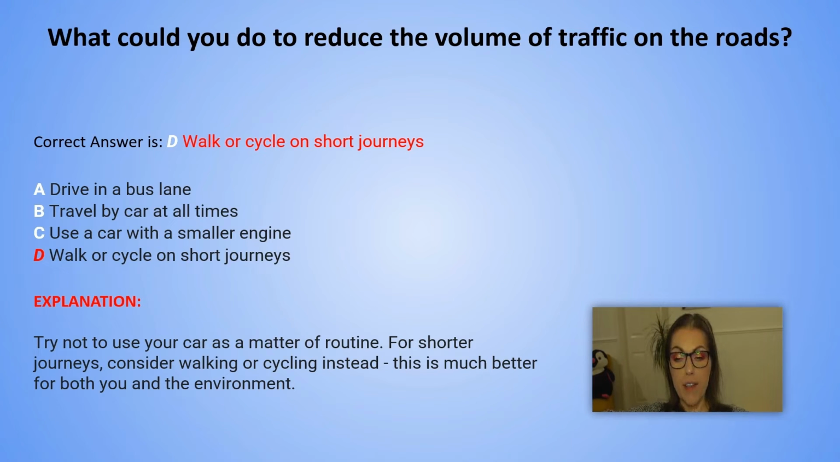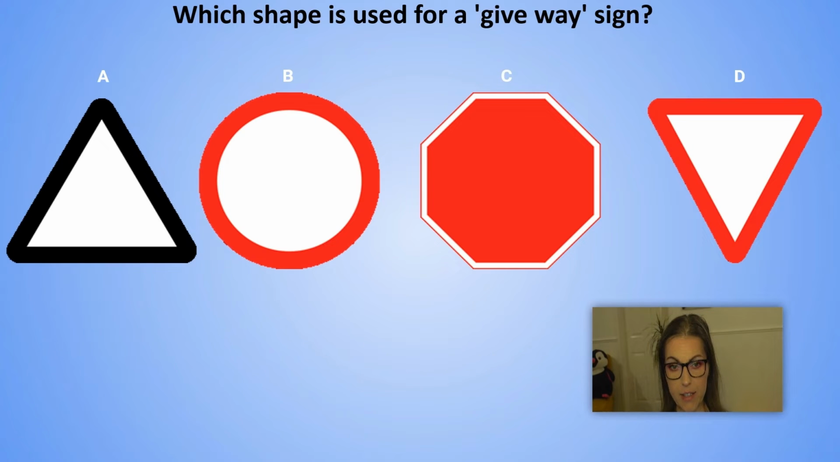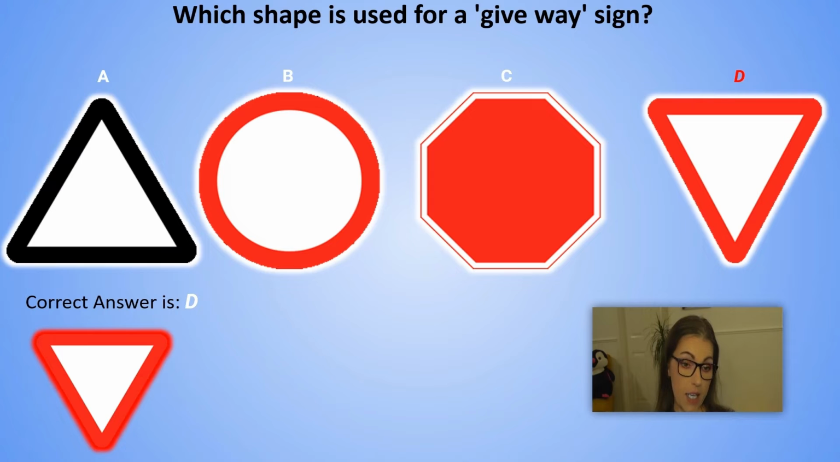Now, are you guys ready for the next and final question of today's test? Let's get on with it. Which shape is used for a giveaway sign? Shape A, shape B, shape C, or shape D? Let's start the countdown. 5, 4, 3, 2, 1. And the correct answer is shape D.